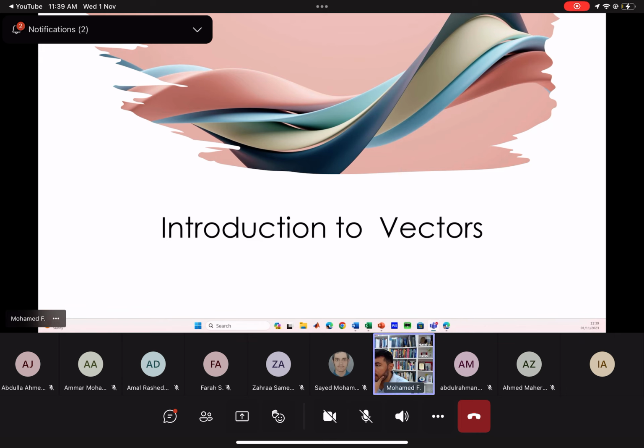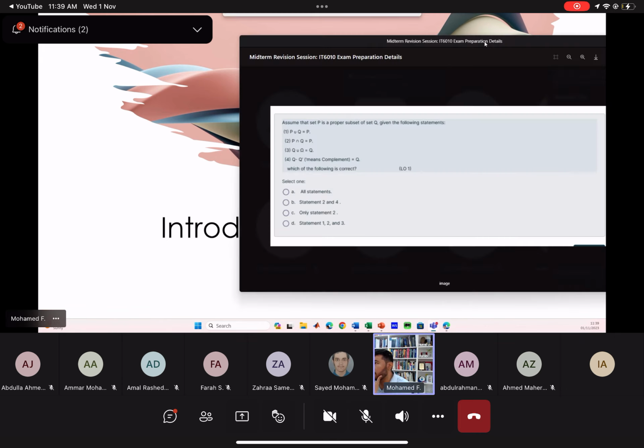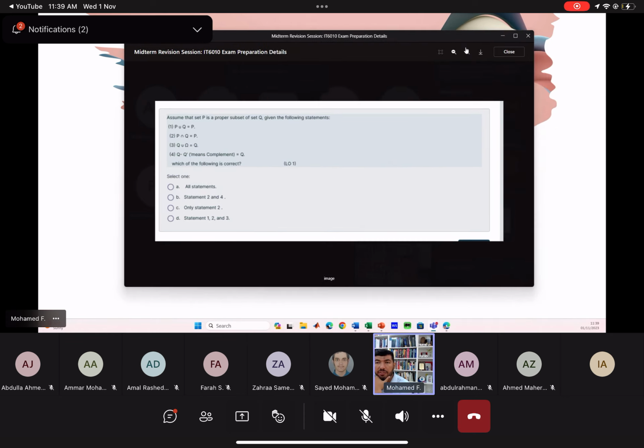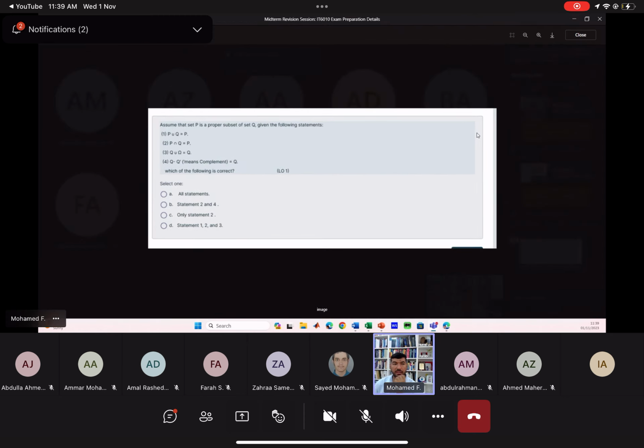Assume that your colleague has sent this question on the chat. Assume that set P is a proper subset of Q. What does a proper subset mean? A proper subset means everything in P is available in Q, but in Q there is more. Given the following statements.